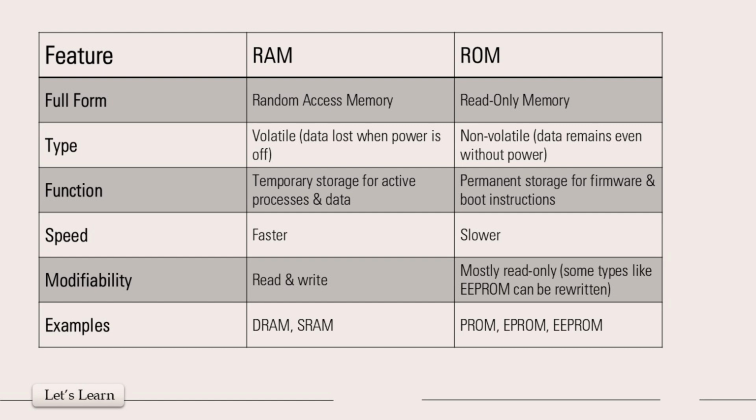There are different types of RAM. DRAM, dynamic RAM, is used in most computers, but requires constant refreshing. SRAM, static RAM, is faster and more expensive, used in CPU cache memory.